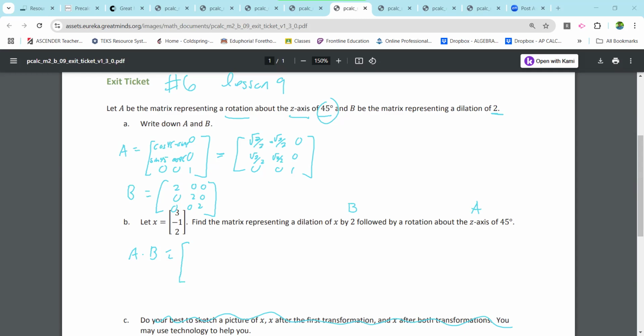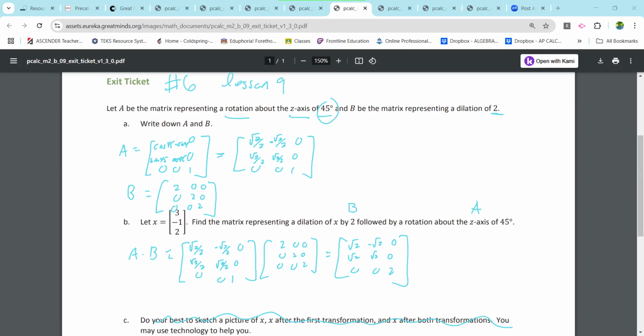We will go fast. All right, so A would be square root 2 over 2, negative square root 2 over 2, 0, square root 2 over 2, square root 2 over 2, 0, 0, 0, 1. Multiply that by 2, 0, 0, 0, 2, 0, 0, 0, 2. You can do the row by column, but in reality, you're really just multiplying this matrix by 2. So this ends up being square root of 2, negative square root of 2, 0, square root of 2, square root of 2, 0, 0, 0, 2. This is the matrix that it performs. I know I just went fast, but I'm now told I have 12 minutes.